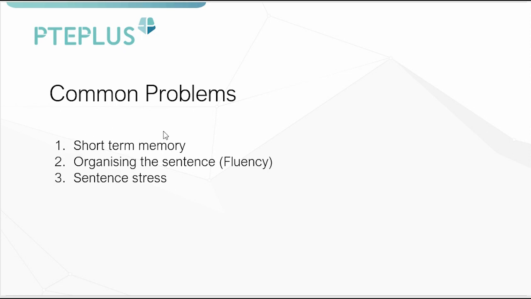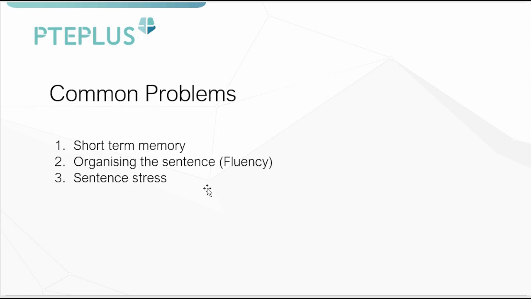And that's something we're going to be dealing with in the later lessons, how to memorize the content. The second thing that a lot of students face in terms of the repeat sentence part is organizing the sentence. So this deals with fluency. For the students who are able to remember every single word, they repeat it word by word, organizing the sentence instead of thinking about the fluency and trying to copy the original sentence. So that's an issue a lot of students have too.